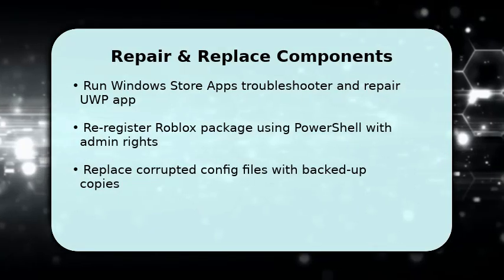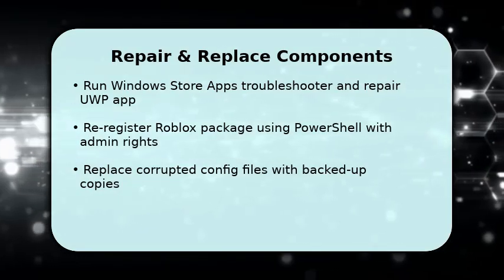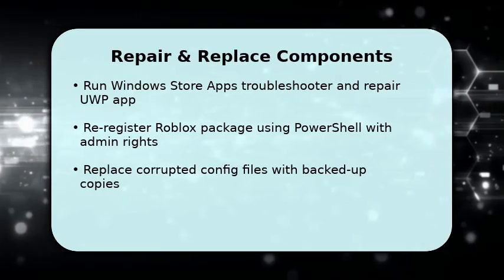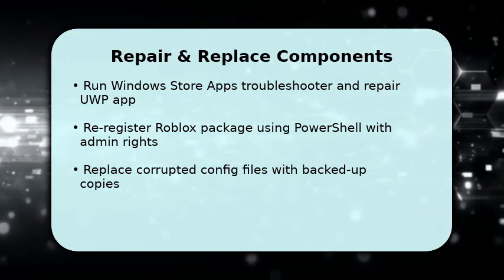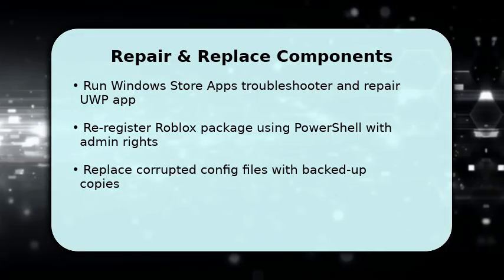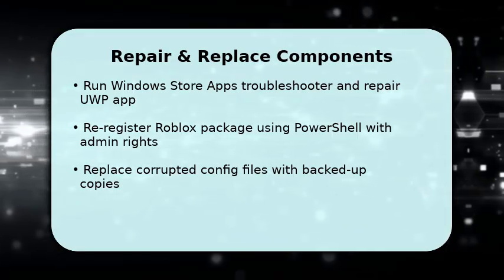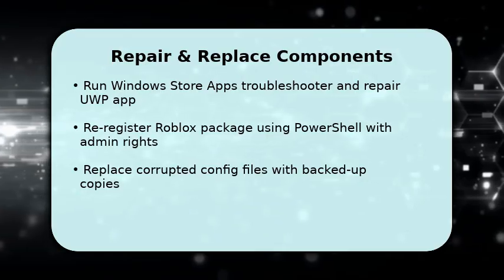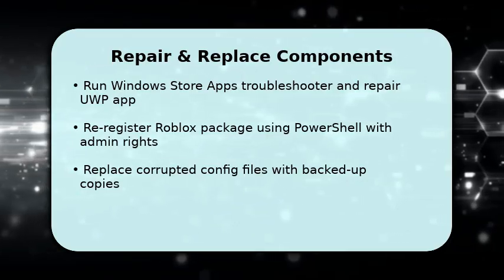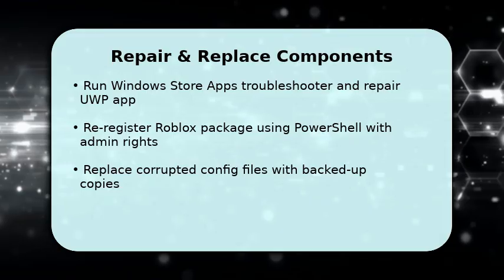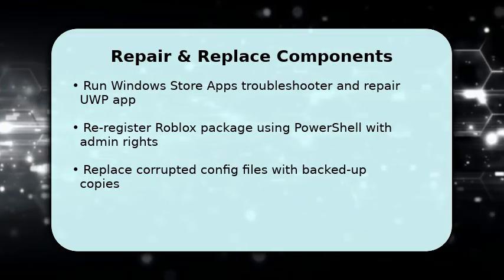Now focus on repairing and replacing core components. Run the Windows Store Apps Troubleshooter and use the Store App Repair option for Roblox to fix manifest mismatches. Then open PowerShell as administrator and re-register the Roblox package to rebuild app registrations. This resolves many UWP account manager issues.